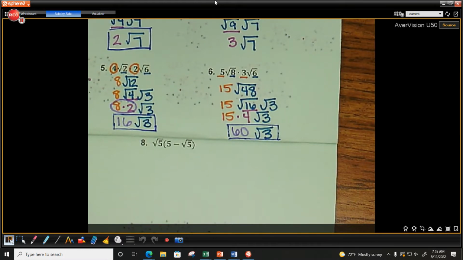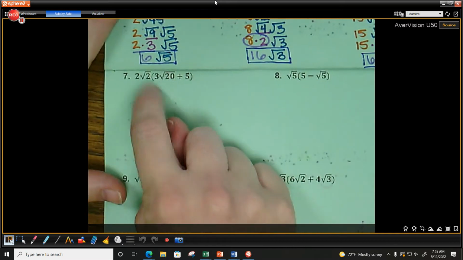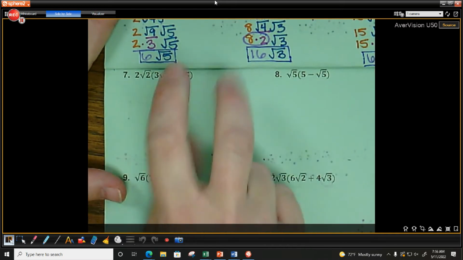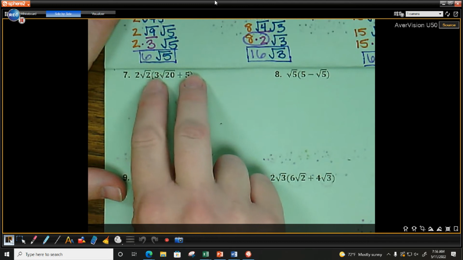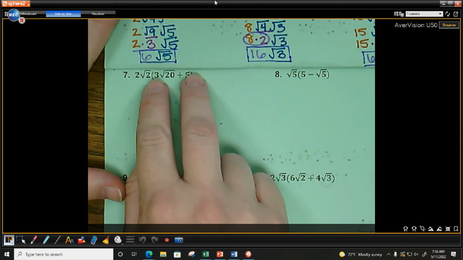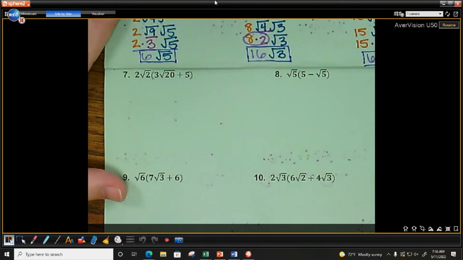Good? Inside times inside, outside times outside. Okay? Now we're going to do somewhere we have to distribute. How do you know you have to distribute? Parentheses, and what's inside the parentheses? More than one term. Okay? How do you know you have more than one term? The plus sign. The plus sign.